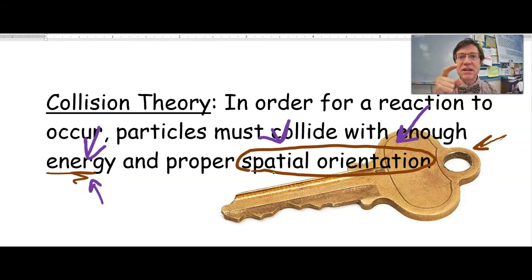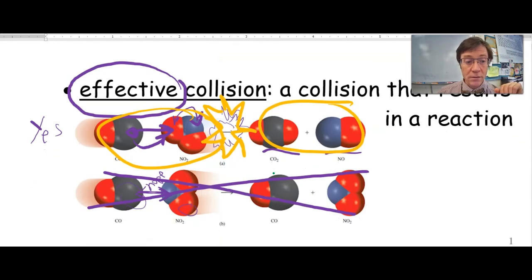So not just energy, but also spatial orientation. So they need to be lined up. It's sort of like when train cars hit together and they link. Those linkages have to be lined up just right. If they come in like this, they're not going to work. If they come in like this, it's not good. They have to be lined up just right in order to work, and they have to have enough energy to be able to form that activated complex. So 2 things, energy and proper spatial orientation. Energy to break bonds, and proper spatial orientation so that everything's lined up to make the products that we want.